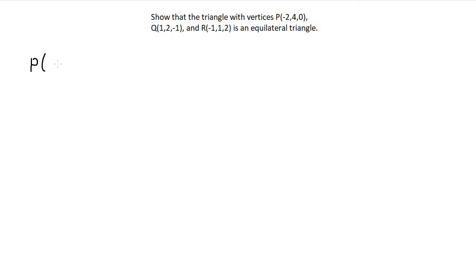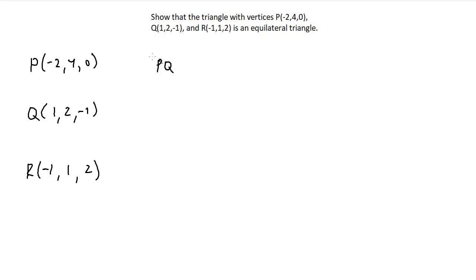So point P is going to have the points -2, 4, 0. Q is going to have 1, 2, -1. And R is going to have -1, 1, and 2. So let's first find the distance between P and Q. So we're going to put the absolute value around P, Q. So let's say P is our first point. So -2 would be our x1, 4 would be our y1, and 0 would be our z1. And let's say Q is our second point. So 1 would be the x2, 2 would be the y2, and -1 would be the z2.